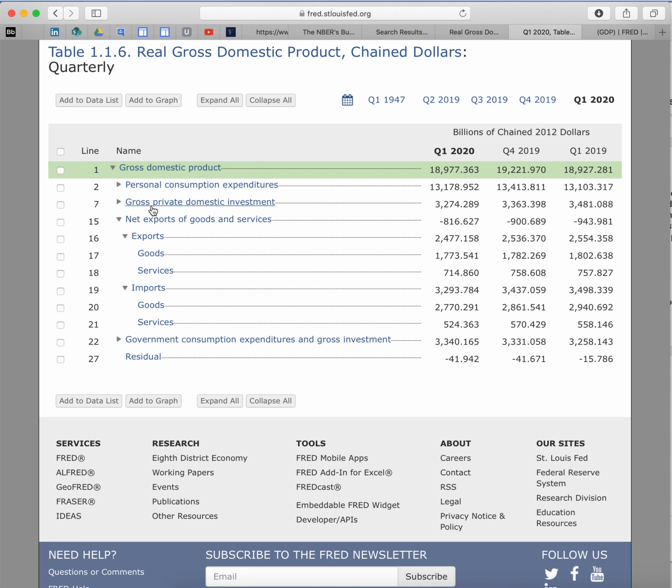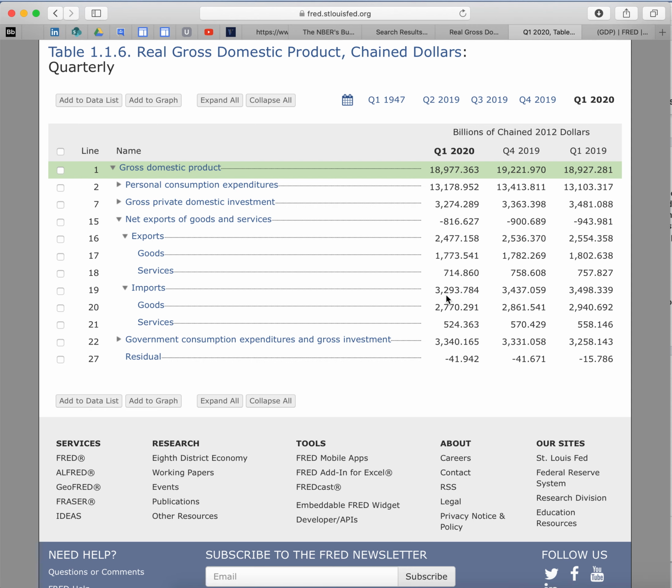When we say investment, we're not talking about financial investment in stocks and bonds. We're talking about investments into buildings and machinery. Net exports: exports are goods we sell to the rest of the world. Imports are goods we buy. So we net those out, and then we have government expenditures right here.